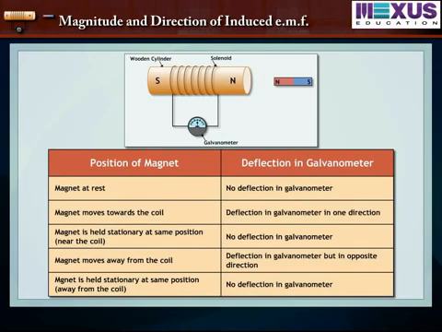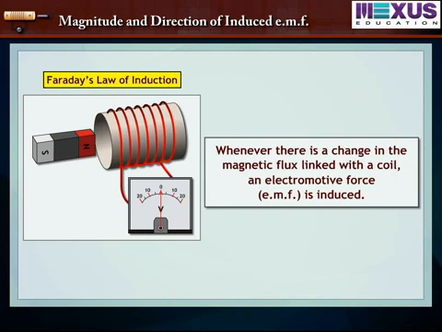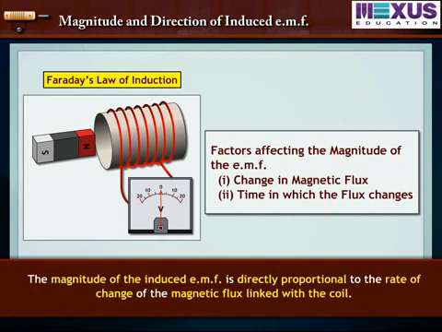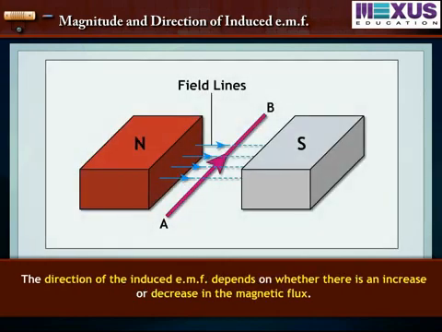Based on his experiment, Faraday formulated two laws of electromagnetic induction. Whenever there is a change in the magnetic flux linked with a coil, an electromotive force is induced. The magnitude of the induced e.m.f is directly proportional to the rate of change of the magnetic flux linked with the coil. The direction of the induced e.m.f depends on whether there is an increase or decrease in the magnetic flux.